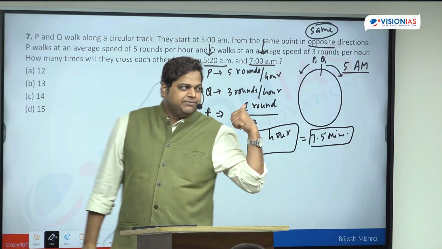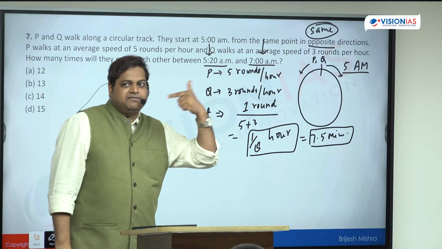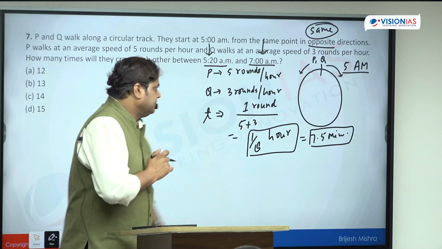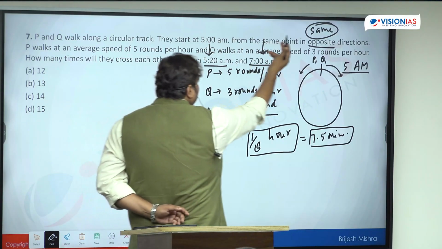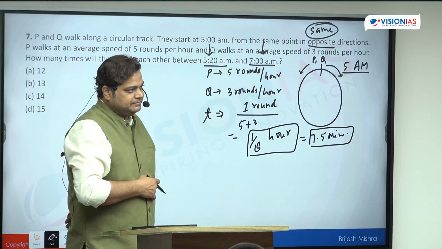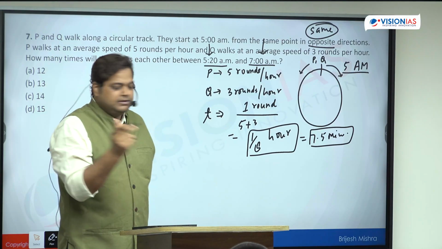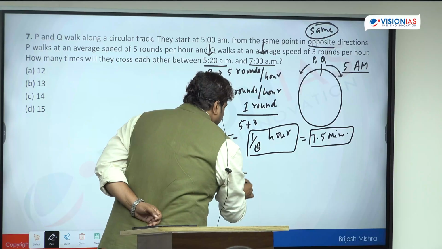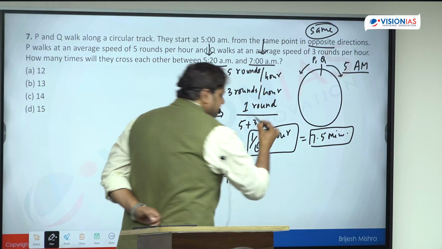1 by 8 hour is what? 7.5 minutes. That means every 7.5 minutes they are going to meet each other or cross each other. So if we take this 5 a.m. to 7 a.m., what is the total time? 120. So in 120 minutes, how many times are they going to cross each other?